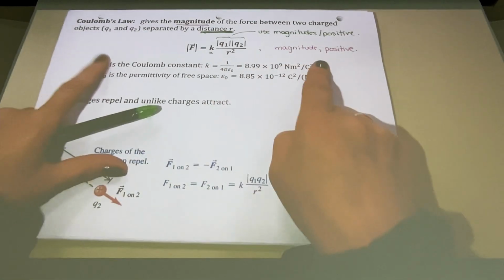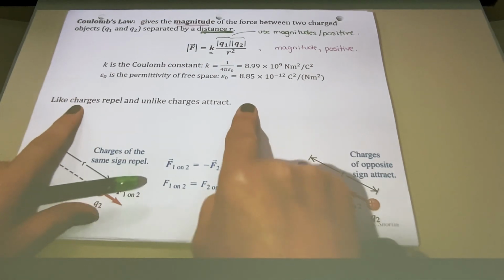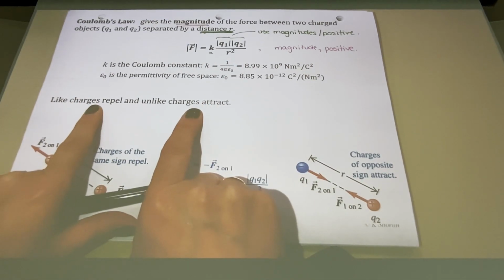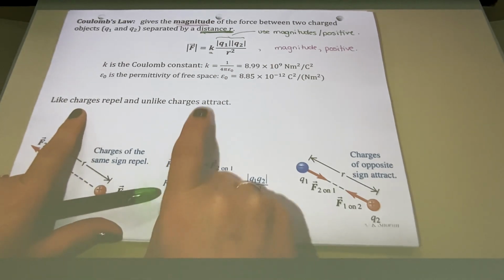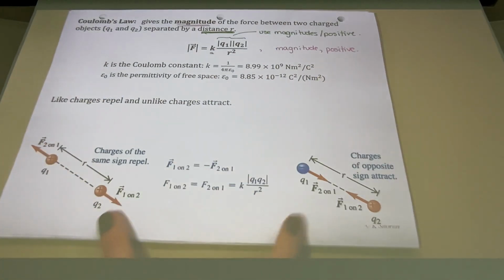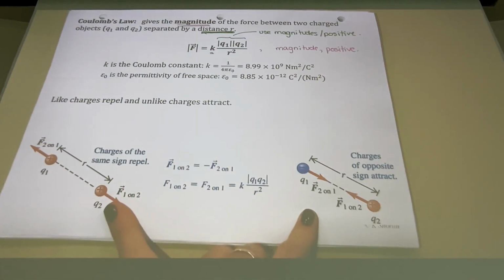So this gives us the size of the force. We need the direction of the force. You get the direction of the force by knowing that like charges repel, so 2 positives or 2 negatives, and unlike charges attract. We're going to do examples of this on the next slide. I nabbed a couple of pictures from your textbook because I thought they were a nice addition to this slide.